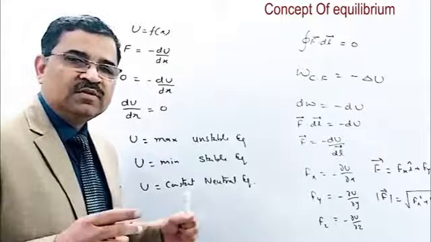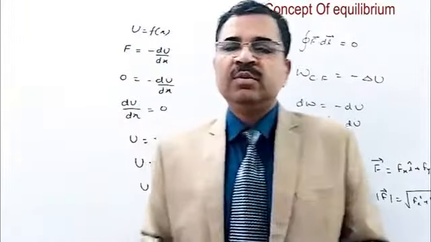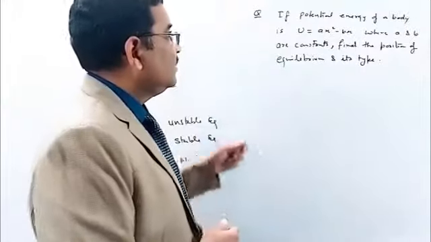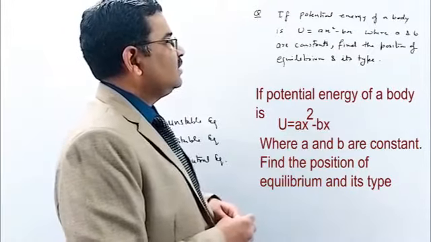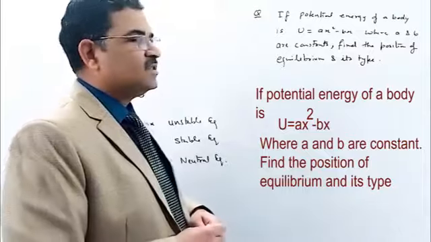So this means if the potential energy function is given to you, you can find the position of equilibrium of a body. And this is our next question. The question is that if potential energy of a body is u equal to ax square minus bx, where a and b are constants, find the position of equilibrium and its type.